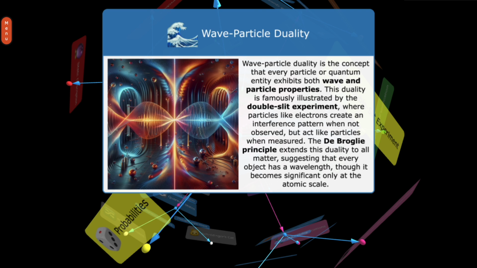Wave-particle duality is the concept that every particle or quantum entity exhibits both wave and particle properties. This duality is famously illustrated by the double-slit experiment, where particles like electrons create an interference pattern when not observed, but act like particles when measured. The de Broglie principle extends this duality to all matter, suggesting that every object has a wavelength, though it becomes significant only at the atomic scale.